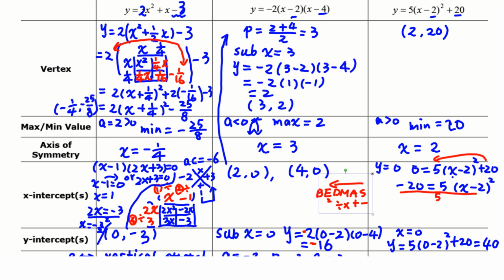So we have -4 equals (x minus 2) squared. Then we do the exponent. Squared, the opposite will be square root. Then you will have undefined. Square root of -4 doesn't exist, so it means no x-intercept.